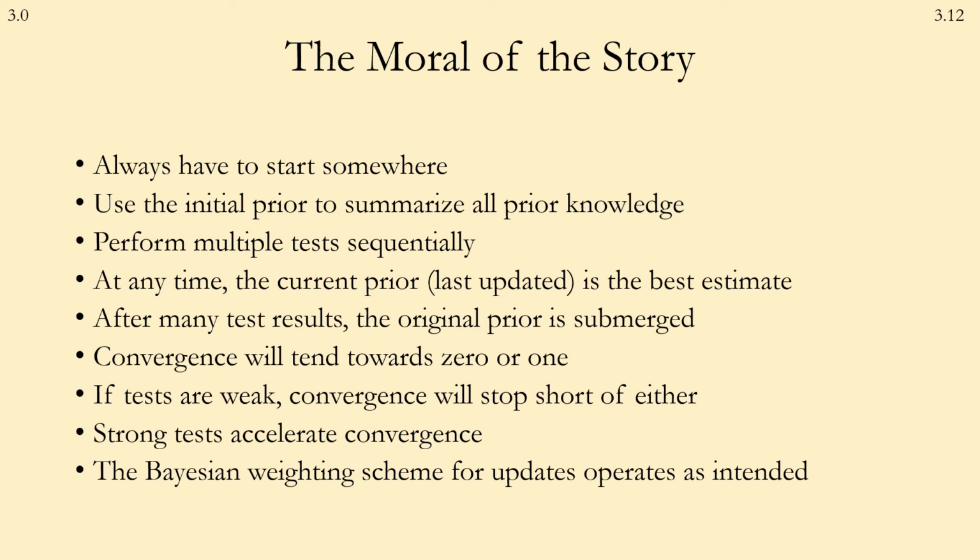Now, if our tests are weak, if they're not strong tests, we may converge to a different value, like 0.8 or 0.2. And that's because our tests aren't strong enough to force us towards 0 or 1. But when we have strong tests, they accelerate convergence. And all of this demonstrates to us that the Bayesian weighting scheme for doing the update operates as intended.